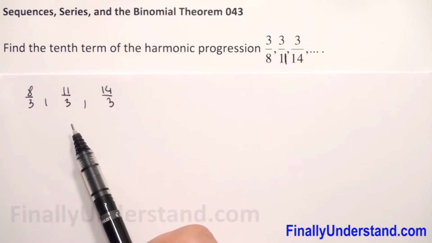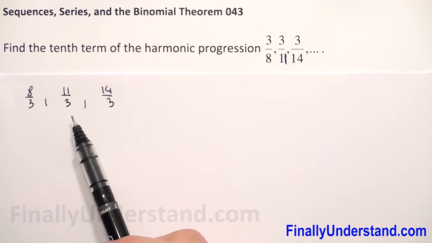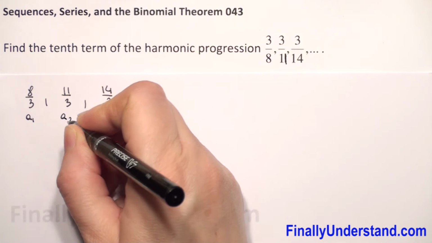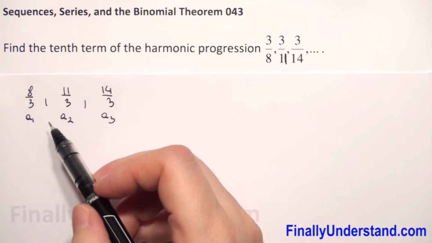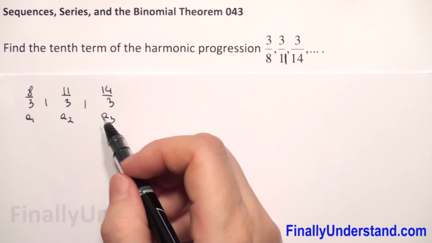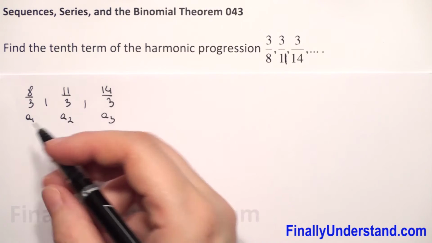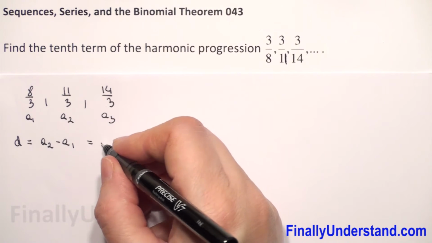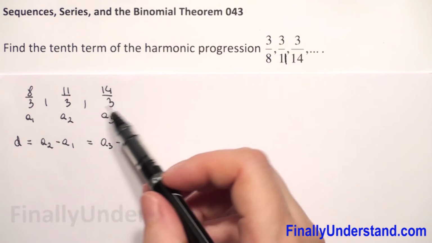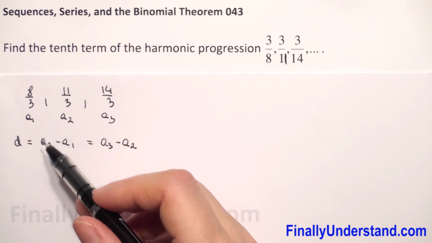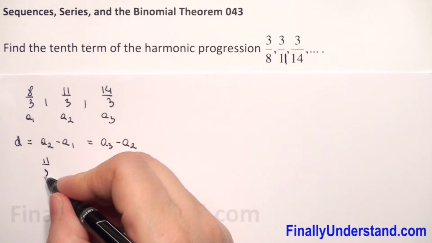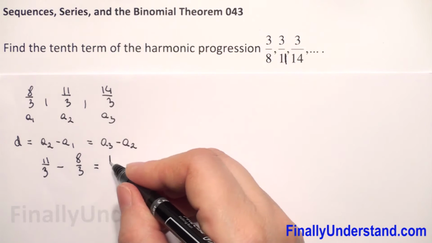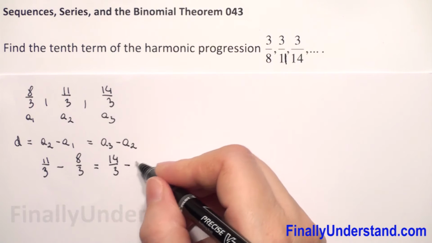We know that in arithmetic progression the difference between two consecutive terms is constant. Let's write that this is our first term, a1, a2, and a3, the third term. The difference between a2 and a1 must be the same as between a3 and a2. So the common difference is a2 minus a1 and should be equal to a3 minus a2 when this is arithmetic progression. So a2 is 11 over 3 minus a1 is 8 over 3 and should be equal to a3, which is 14 over 3, minus a2, which is 11 over 3.